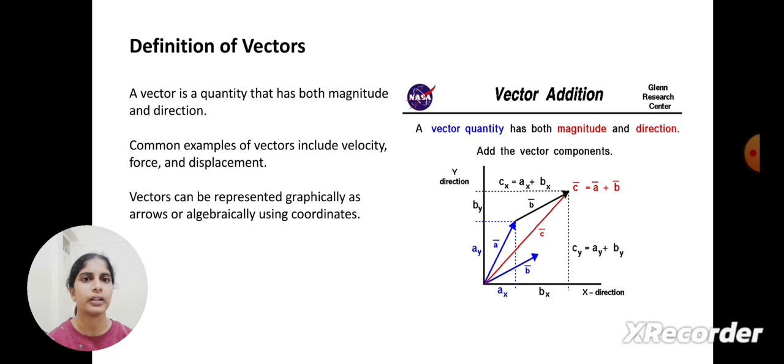Next, definitions of the vector. A vector is a quantity that has both magnitude and direction. Common examples of vectors include velocity, force and displacement. Vectors can be represented graphically as arrows or algebraically using coordinates. A vector quantity has both magnitude and direction. Adding vector components, like vector c equals vector a plus b.